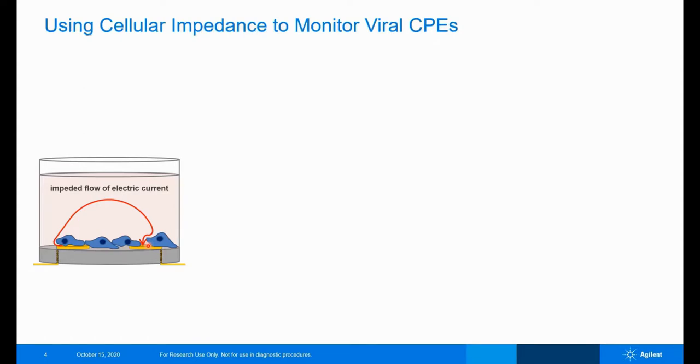Now, as eSight applies a constant potential, the amount of current that flows through the system is dependent upon the number of cells that are present in the well bottom, the morphology of those cells, whether they're big or small, and also how tightly those cells are bound to the bottom of the well. It turns out that this impedance approach is an extremely sensitive method for virology assays because a canonical viral cytopathic effect includes changes in all three of these properties.